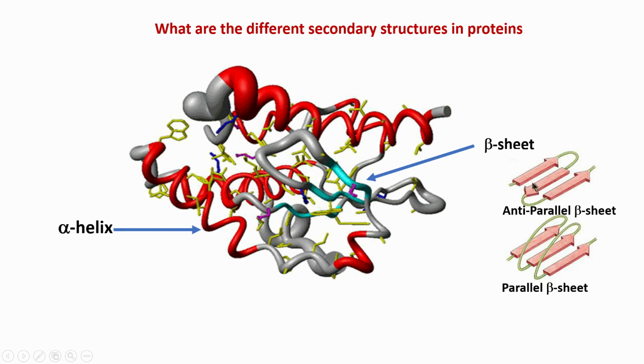But from the NOE you can find out whether it is parallel or anti-parallel, but that NOE part comes under the 3D structure, not in the secondary structure part. So, these are the two possibilities and they are both categorized as beta sheet. Now, the other possibility is turns. This is another secondary structure.